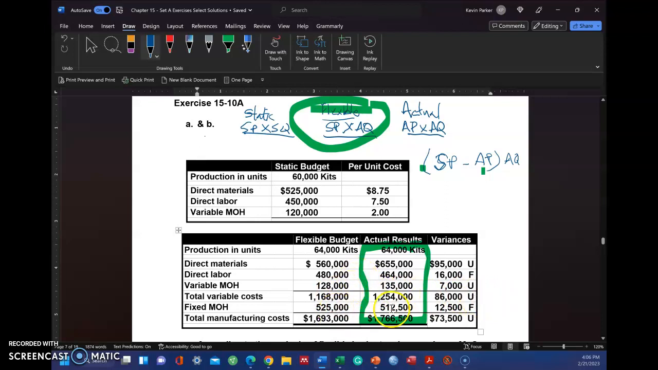Fixed manufacturing costs, actual's less, that's favorable. Total manufacturing costs. You did the math, and you got 1,693 compared to 1,766,500, and that's an unfavorable variance by 73.5. So if you're only looking at production, the manager did really good with direct labor, not so good with direct materials and variable overhead. I don't understand what's going on there, and we need to dig into it further and get a better idea. It could be the manager's fault. Maybe it's not. Maybe it's things beyond even the company's control.